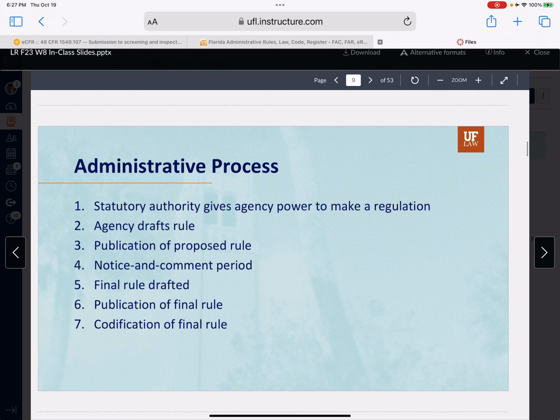The administrative process. So here are the steps of the administrative process.